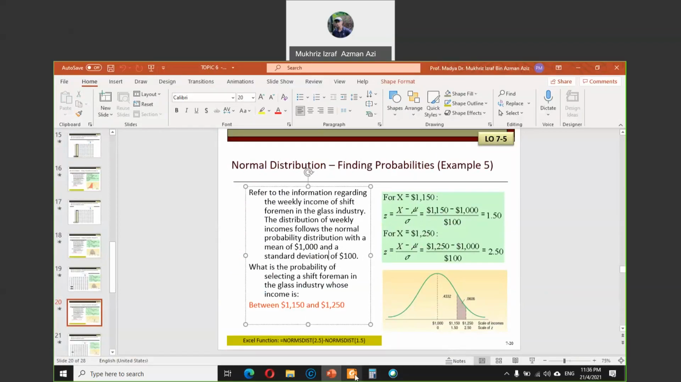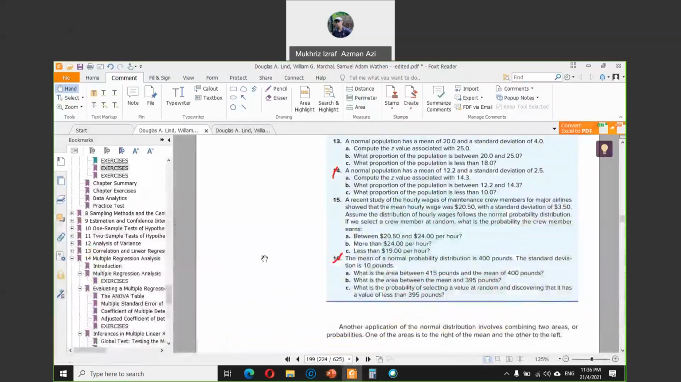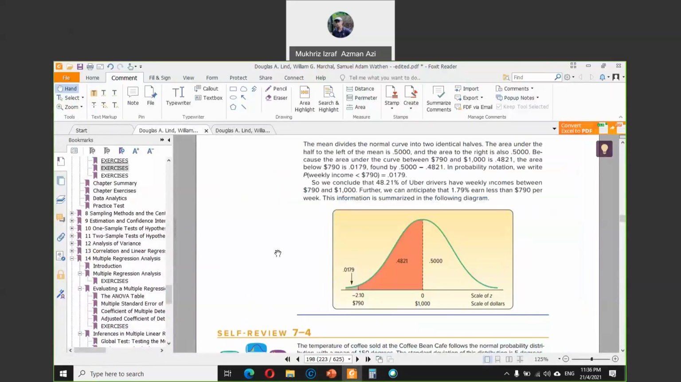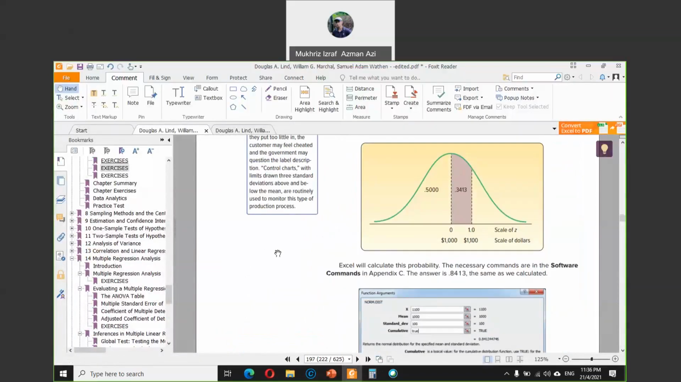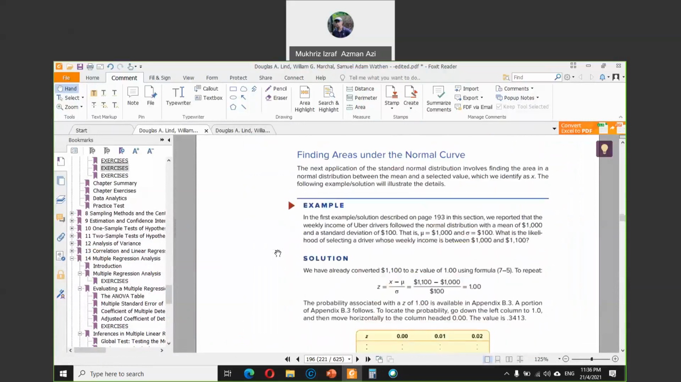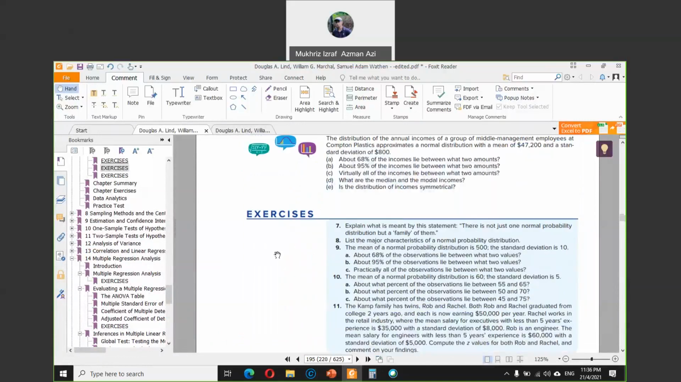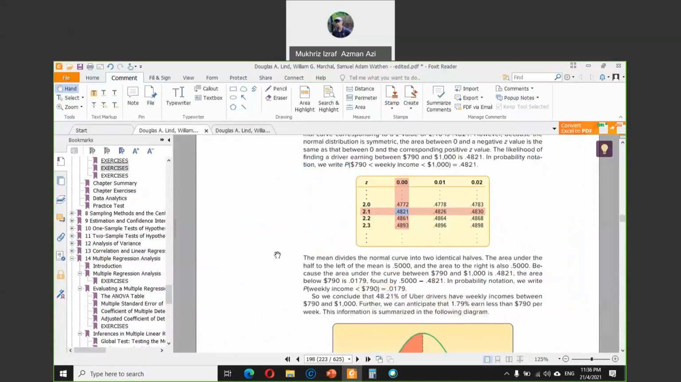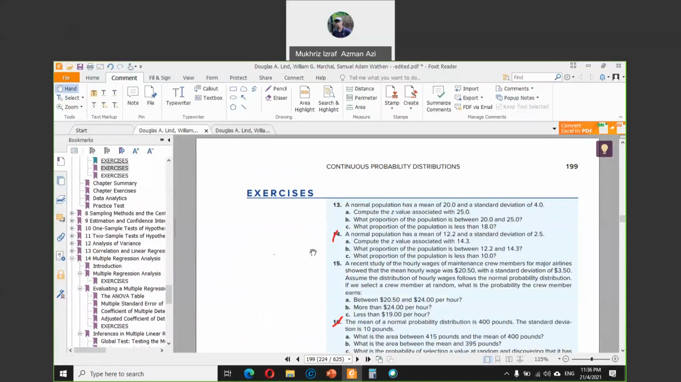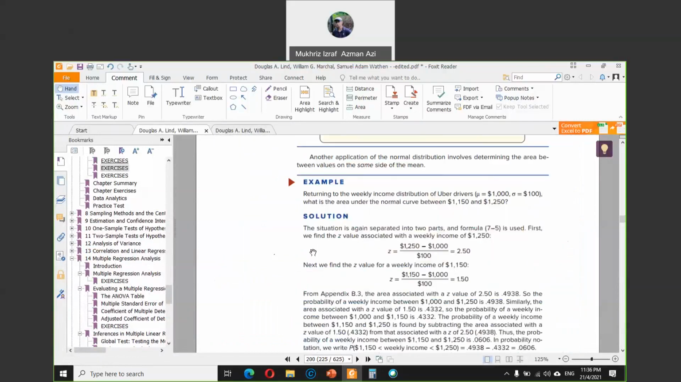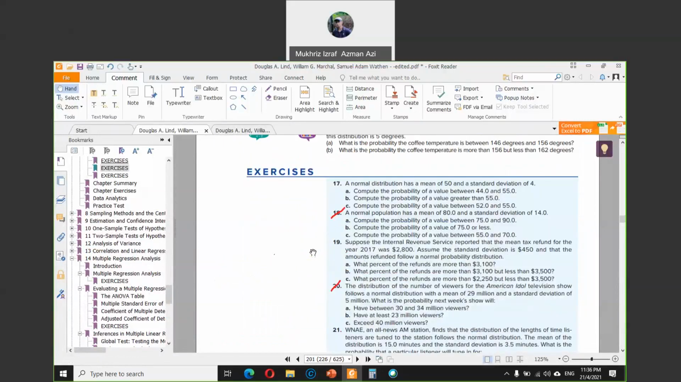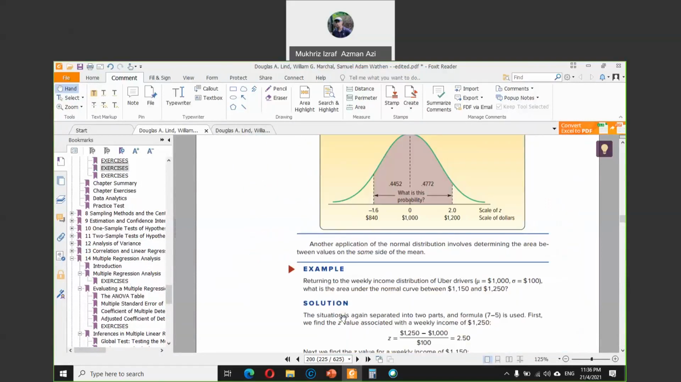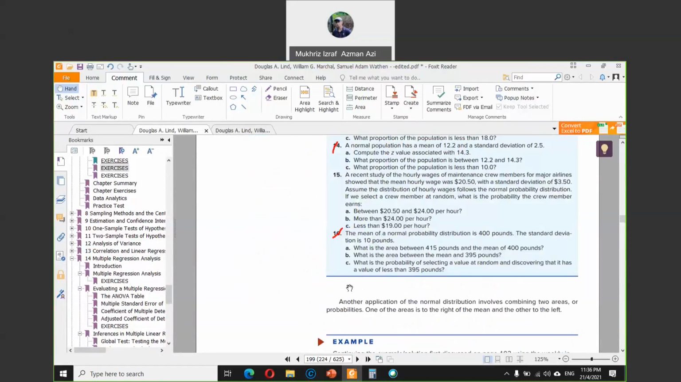Okay, so let's take a look at some of the questions. The ones I marked in red are the 4 questions for you to submit by Friday afternoon, similar to what we have done before. I've marked 4 questions that you need to do: 14, 16, 18, and 20, on page 201 in the textbook, and also page 199.